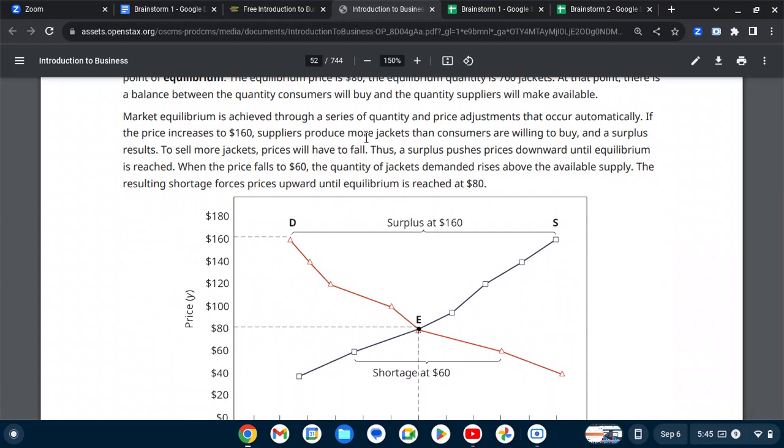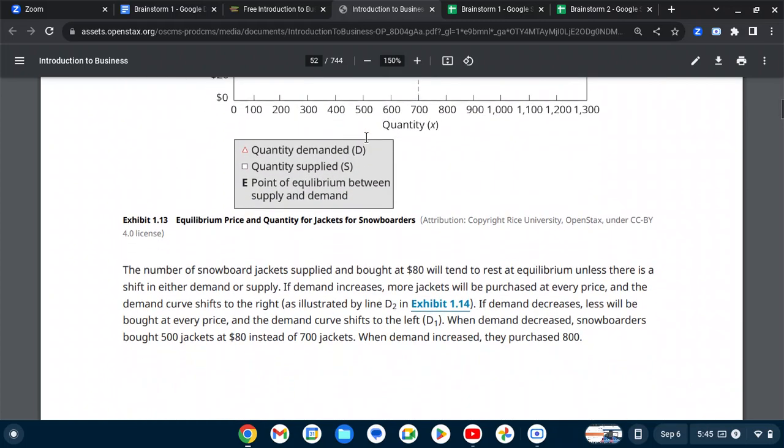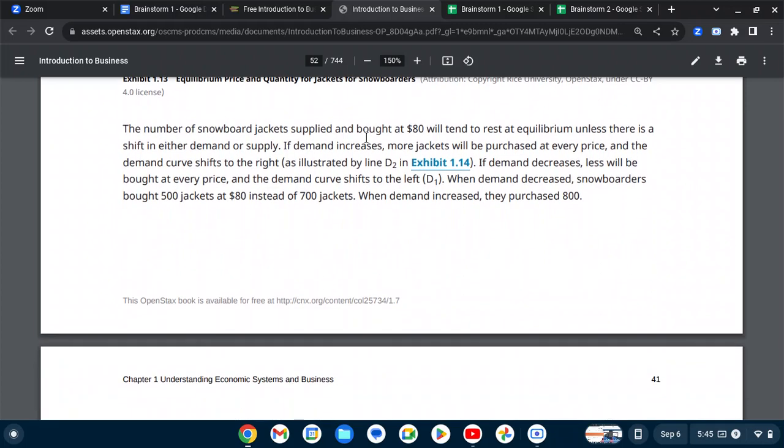rises above the available supply. The resulting shortage forces prices upward until equilibrium is reached at $80. The number of snowboard jackets supplied and bought at $80 will tend to rest at equilibrium until there is a shift in either demand or supply.